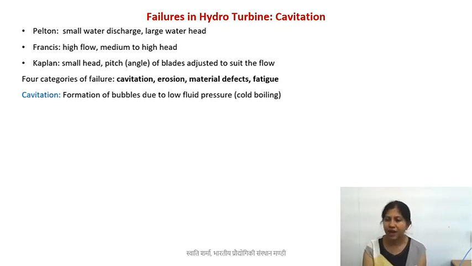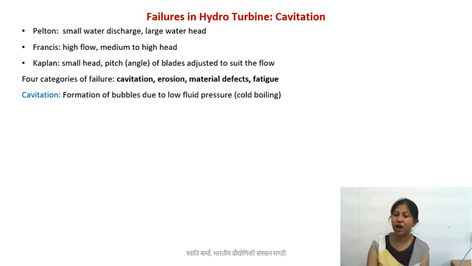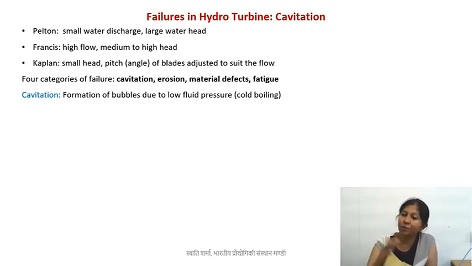The process of cavitation is basically nothing but formation of bubbles in a liquid. Now, when do bubbles form in a liquid? There can be two things. Either the temperature is high enough so that the liquid vaporizes, or the pressure is low. Even when the pressure is low, the liquid can vaporize and the bubbles can form.